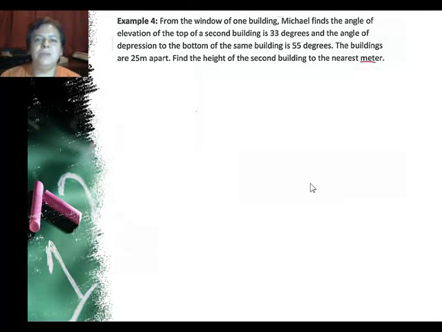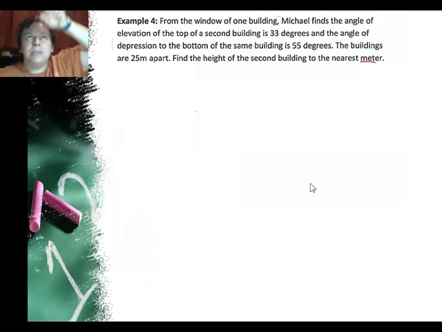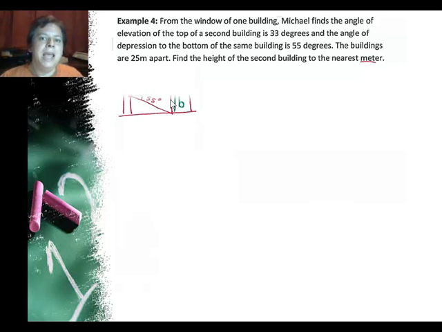Example 4. This is a really interesting example. You have someone who's partway up a building, and he's looking straight across at another building, and he looks up a certain angle, and he sights the top of the building just perfectly. When he measures the angle he has to look down to see the bottom, that's 55 degrees. So I drew a picture, and my 33 and 55 degrees are not perfect, and that's okay. It doesn't have to be to scale.